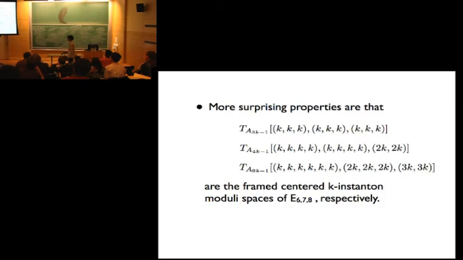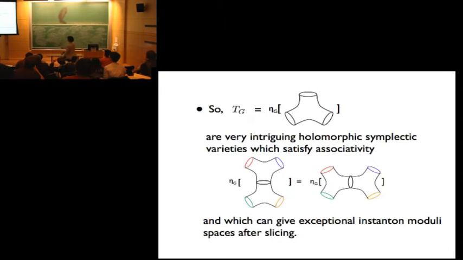The way we get this information is by using lots of string dualities. But at least you can check that the dimension formula easily reproduces the expected dimension of the k-instanton homogeneous space of these gauge groups. And also you can check the existence of the Hamiltonian actions, etc. So that's basically it. TG are very intriguing holomorphic symplectic varieties, which should satisfy associativity, and which can also give various interesting holomorphic symplectic varieties by capping off or slicing using this procedure.